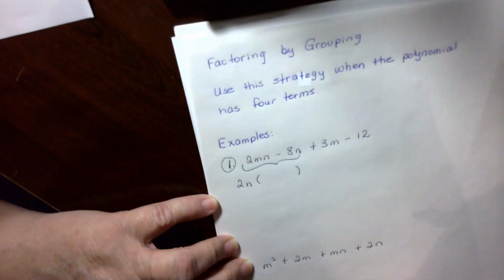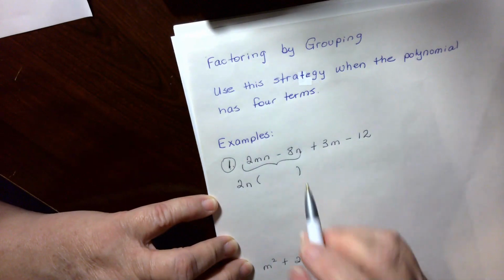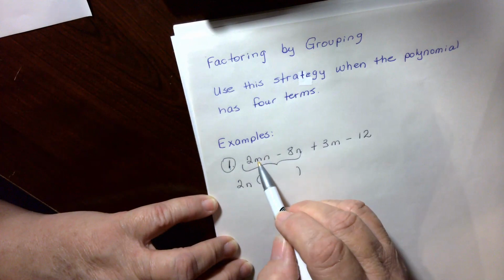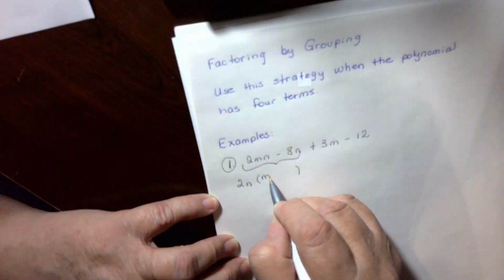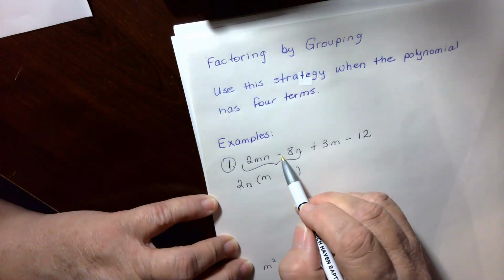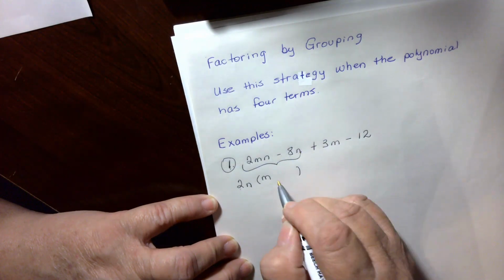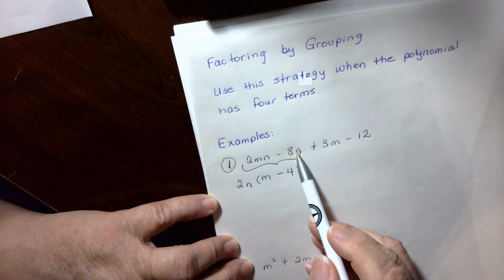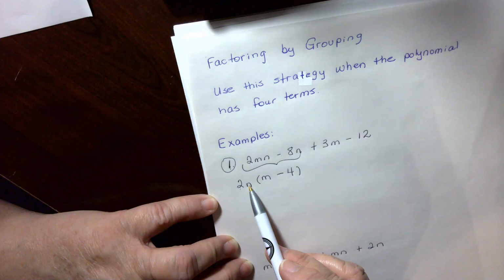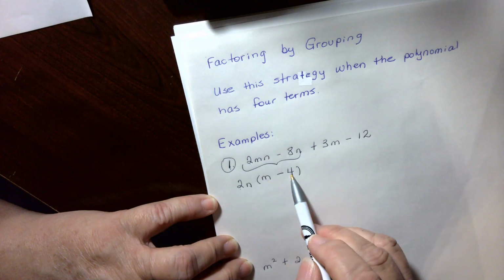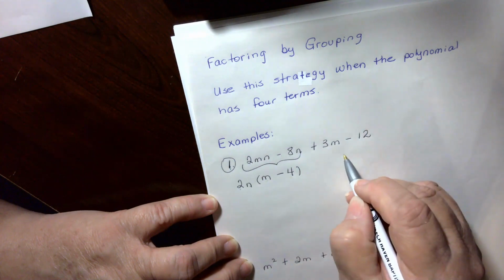And then I ask, what do I have to multiply 2n by to get 2mn? And that would be an m. And what do I multiply 2n by to get negative 8n? And that would be a negative 4. So you group the first 2 terms and factor out whatever's common to them. That's step 1. Step 2 is take this binomial, whatever it is, and copy it down here.